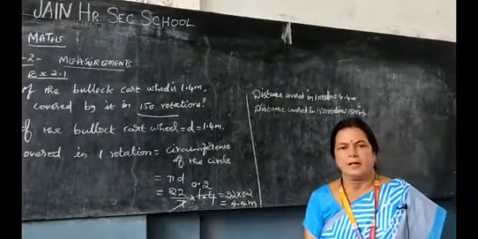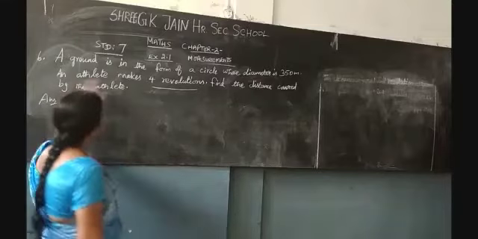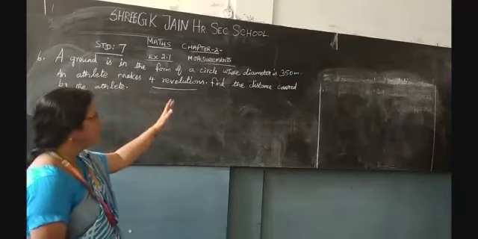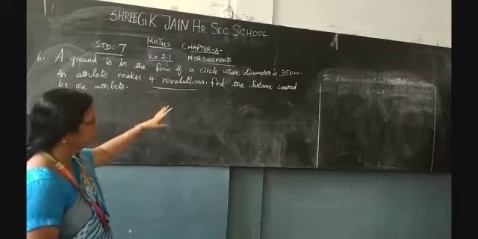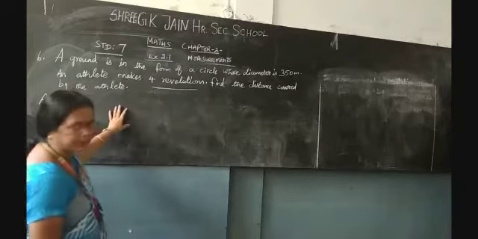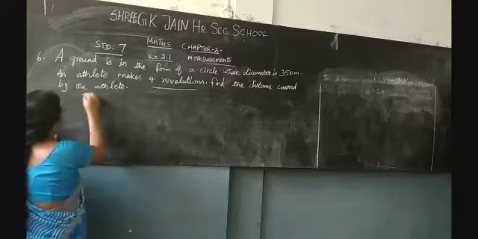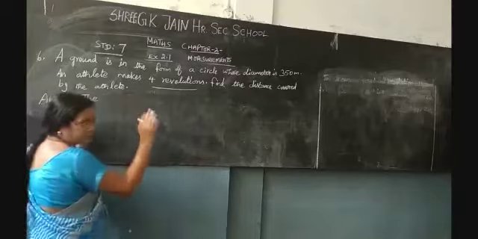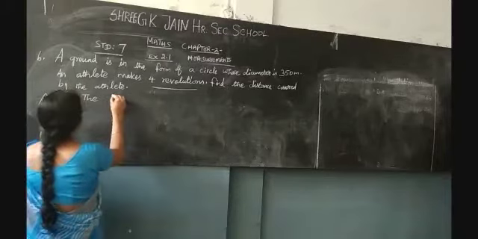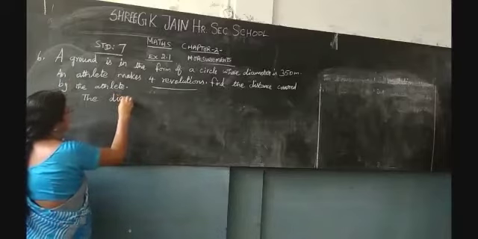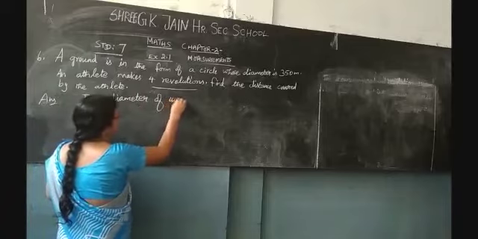Okay, children. Now we will see the next sum. The ground is in the form of a circle whose diameter is 350 meter. An athlete makes 4 revolutions. Find the distance covered by the athlete. Now we are going to find the distance covered by 4 revolutions. But what is given here? The diameter of the ground.